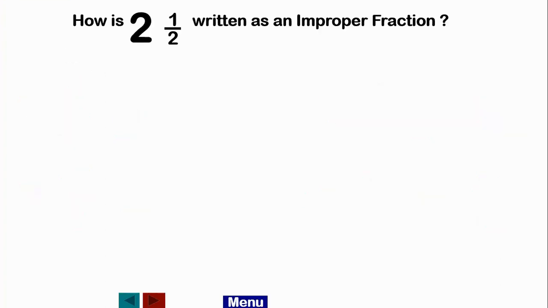Now for today's work, we're taking 2 and 1/2. This is a mixed fraction because it's got a whole number, the 2, and it's got a fraction here, the half, stuck together. Our challenge now is to write that as an improper or a top-heavy fraction.